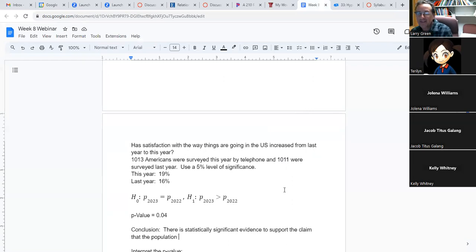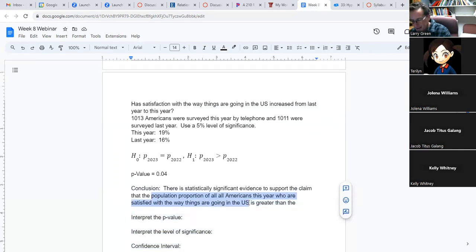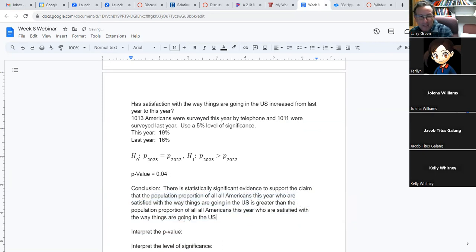So there is statistically significant evidence to support the claim that the population proportion of all Americans this year who are satisfied with the way things are going in the US is greater than, and let's just copy and paste, the population proportion of all Americans last year who were satisfied with the way things were going in the US.